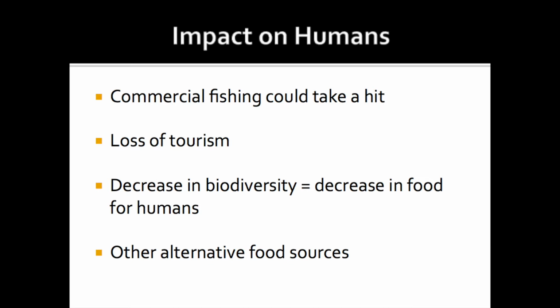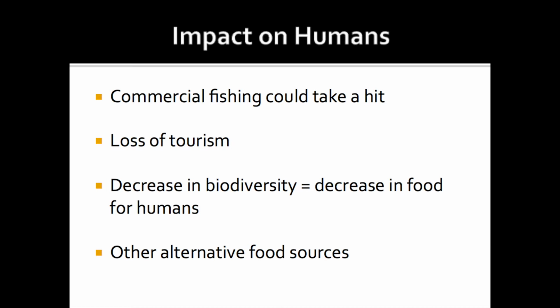Another thing to consider is most people live on the coasts, so their jobs sometimes are working out in the ocean, catching fish. This supports lots of jobs and feeds lots of people. People are going to have to look for alternative food sources because of this decrease in biodiversity, which equals a decrease in food for humans.